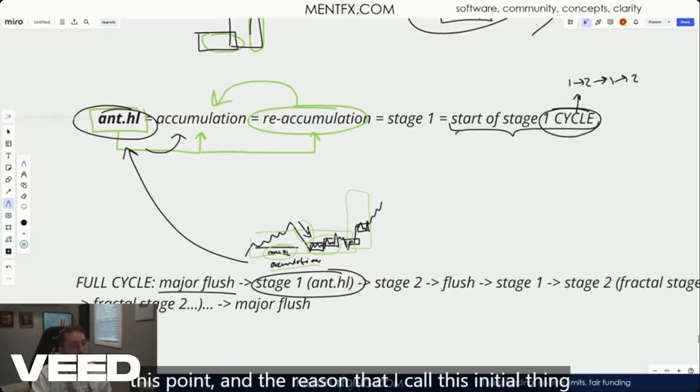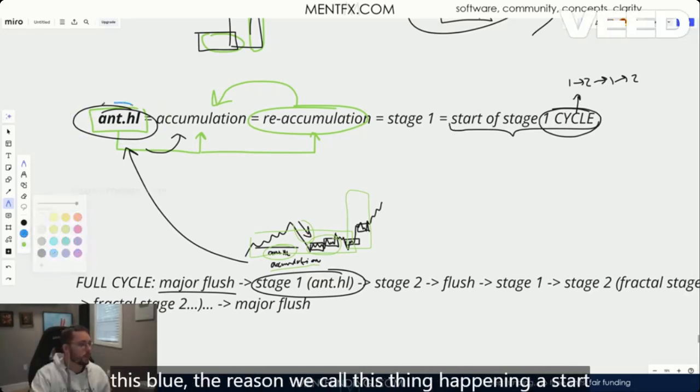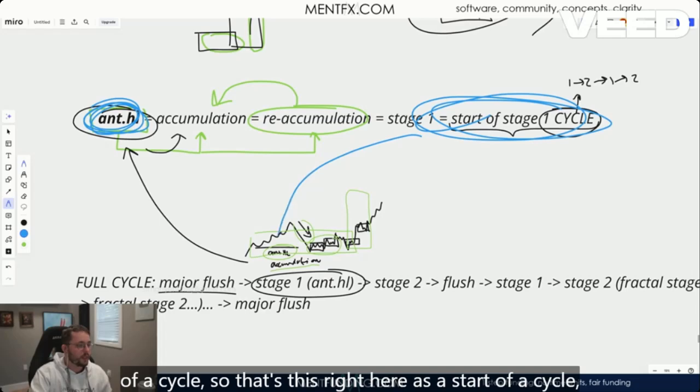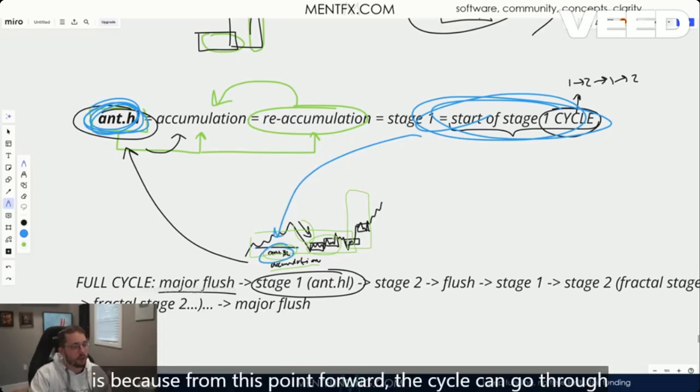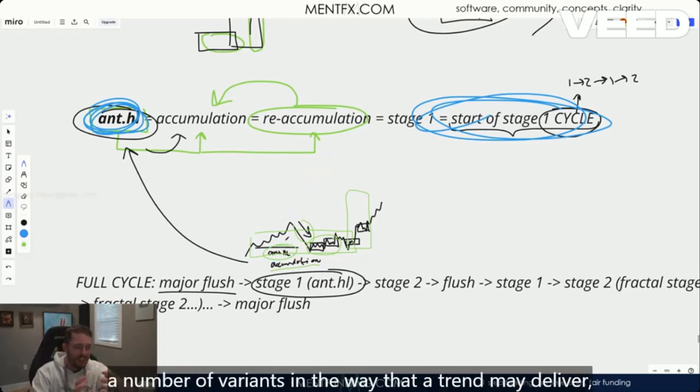Now, at this point, the reason that I call this initial thing right here a start of a cycle, so if I go ahead and make this blue, is because from this point forward, the cycle can go through a number of variants in the way that a trend may deliver.